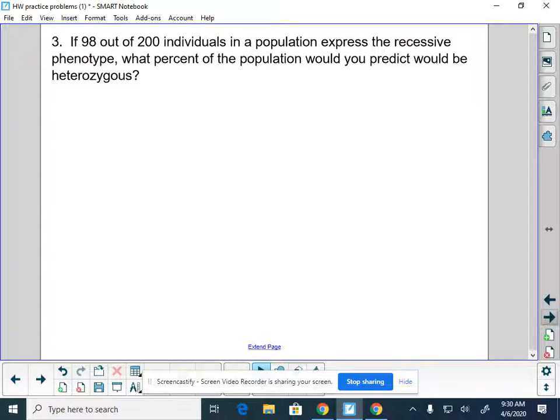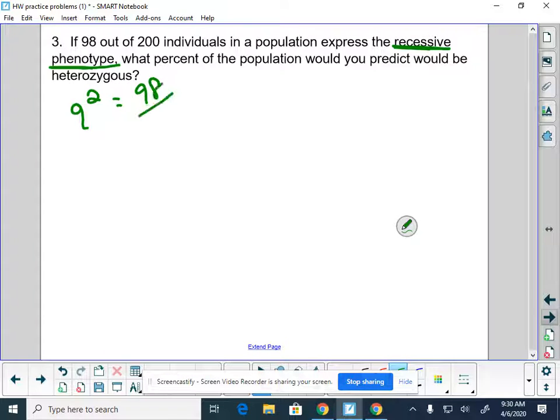Next question. 98 of 200 individuals show the recessive phenotype. The question's telling us recessive and phenotype, which means we're starting with Q squared again. And our Q squared is 98 out of 200. Punch that in your calculator, 0.49.